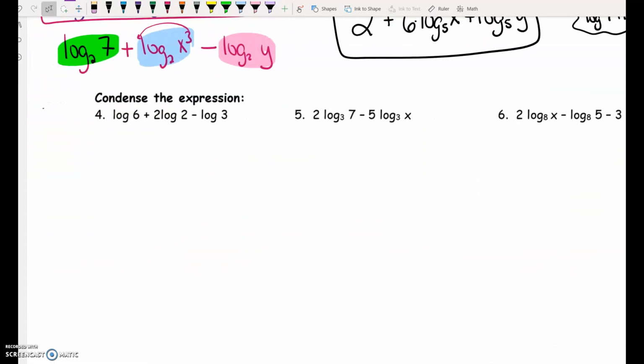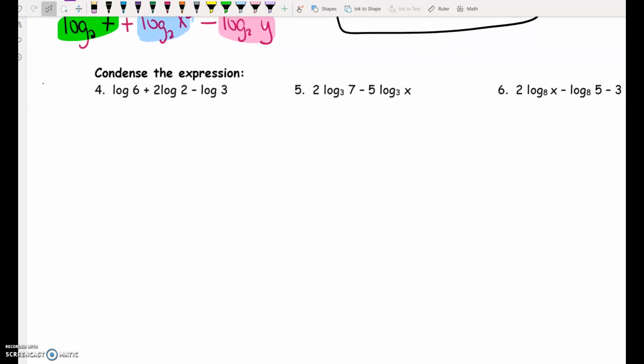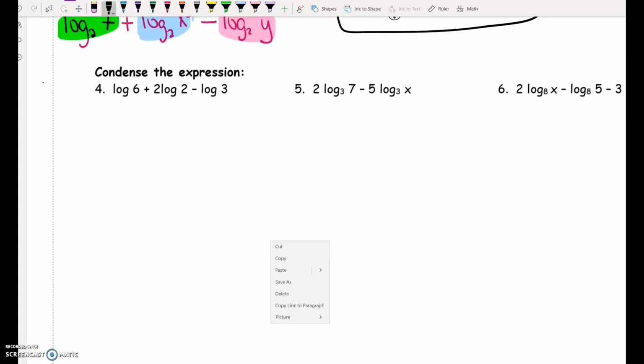Okay, now we're going to basically do the backwards. We're going to condense. So my first step is always going to be to look at the number in front of the logs. There's a 2 in front of this log. That was originally an exponent.